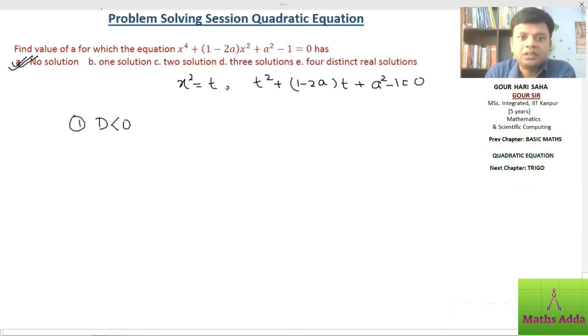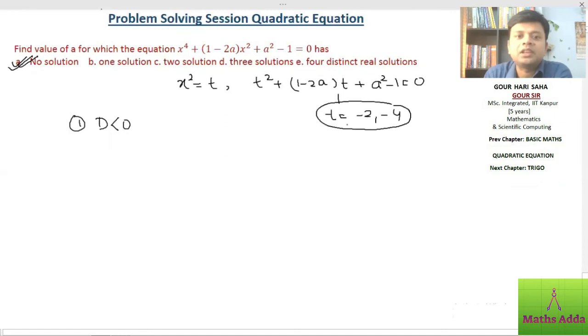But I see t is x square. So, if I get t equal to minus 2 and minus 4, say, this means x square equal to minus 2, x square equal to minus 4. This means none of these values will give us real values of x. Even if you get negative answers, this means it is giving you no solution. This means there are 2 parts: D less than 0, and the second part is what? That is both the roots negative.